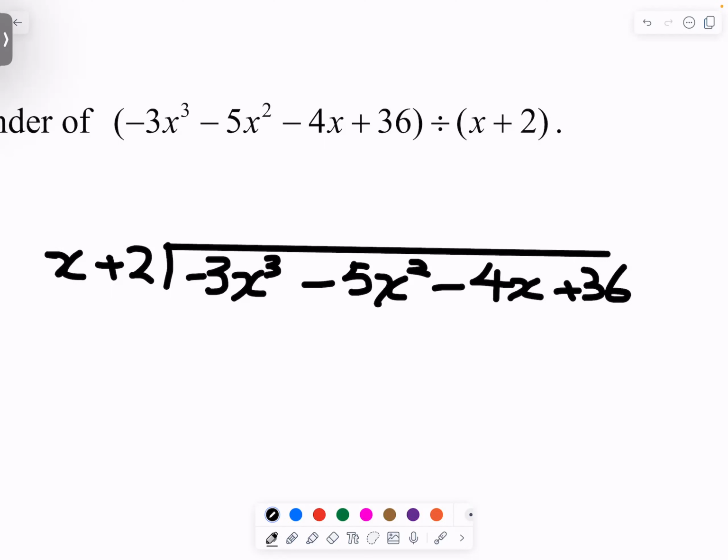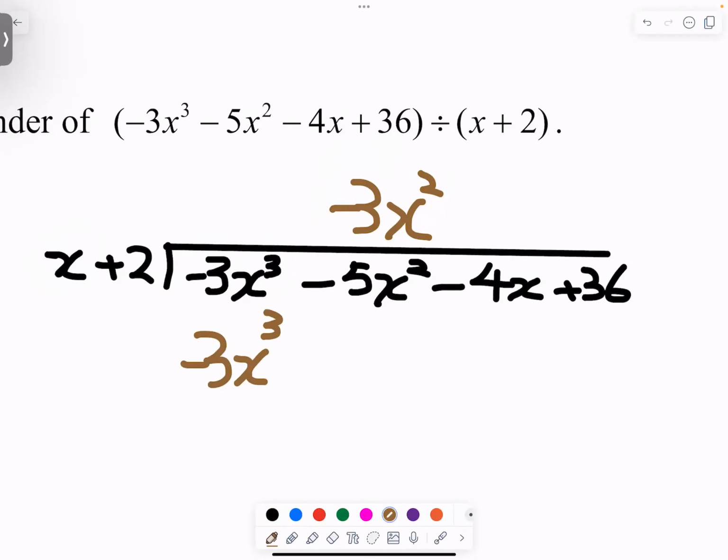So the first one first. The 1 here, 1 times negative 3x squared. We just have one single x here. You need to make it as cube. So x times negative 3x squared, we get negative 3x cubed.